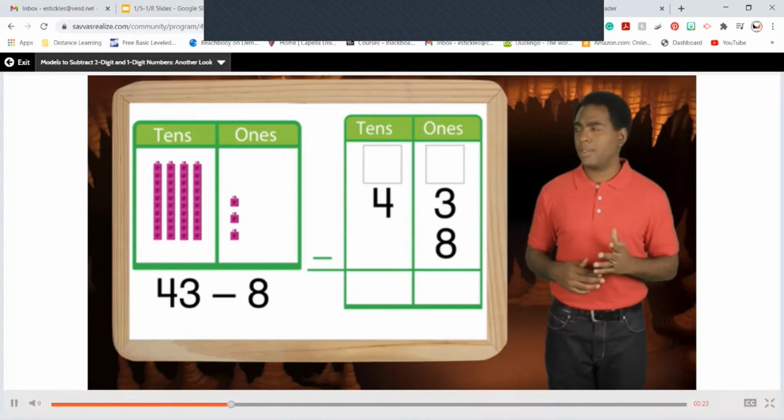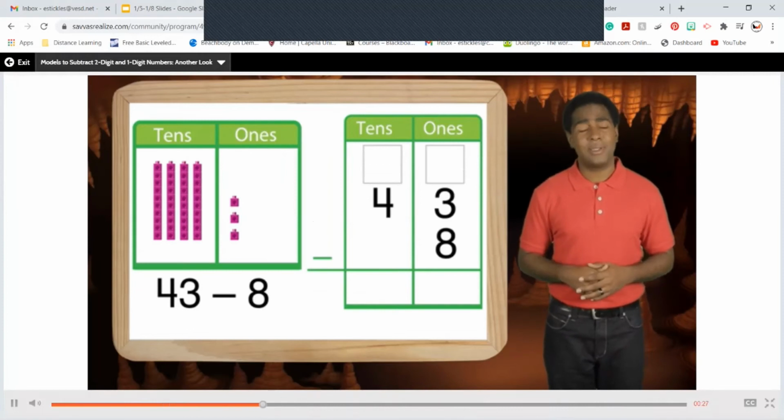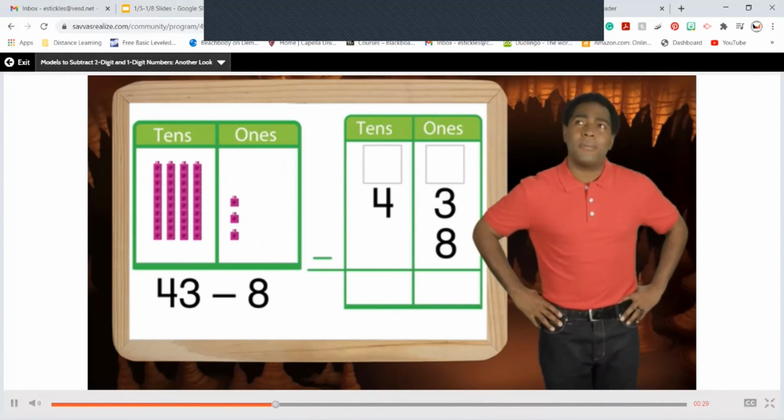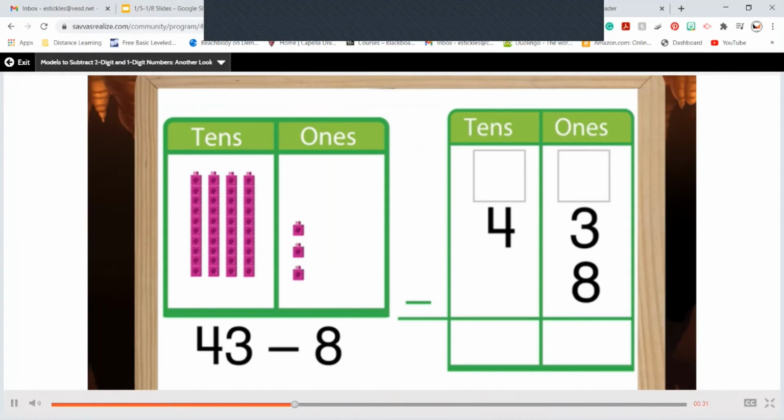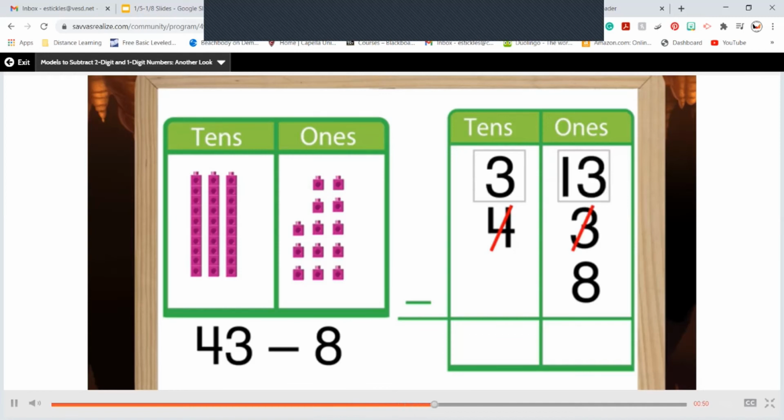Wait a minute, there are only 3 1s. There aren't enough 1s to subtract. Where am I going to get them from? The 10s. Let's regroup 1 10 as 10 1s. Okay, now we have 13 1s. Since you regrouped one of the 10s, scratch out the 4 in the 10s place and write a 3. Scratch out the 3 in the 1s place and write 13 above.